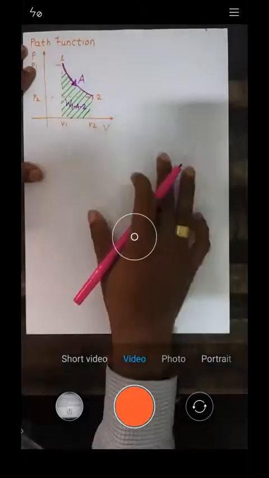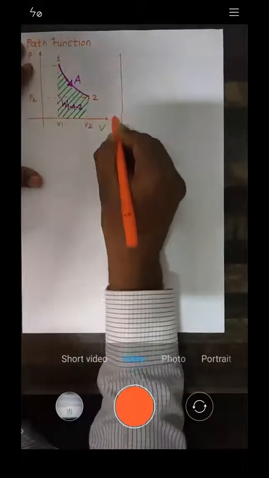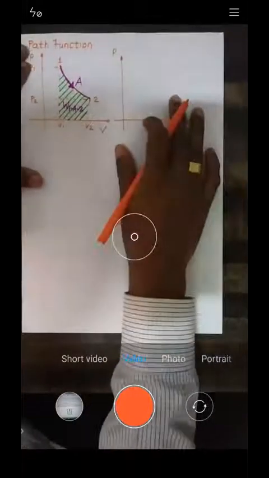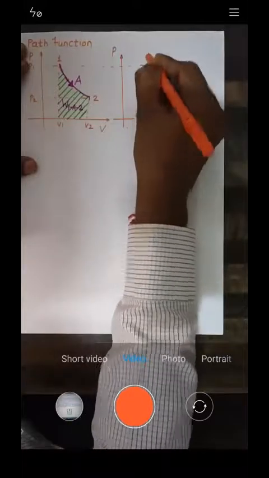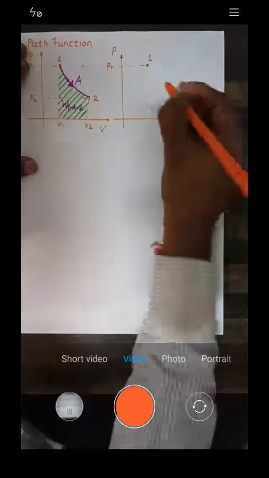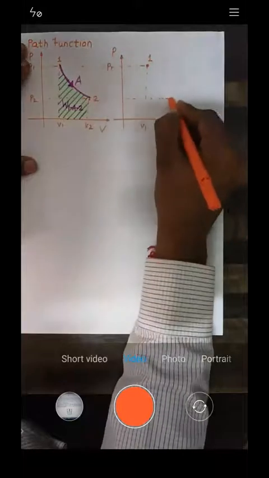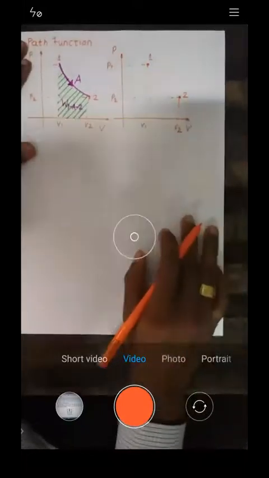Now let me have one more diagram. Again, I will plot. This is the pressure scale, this is the volume scale. Now I'll take the same point here. This is point number 1, where I have pressure P1 and volume V1. Let's say this is point number 2, where pressure is P2 and volume is V2.